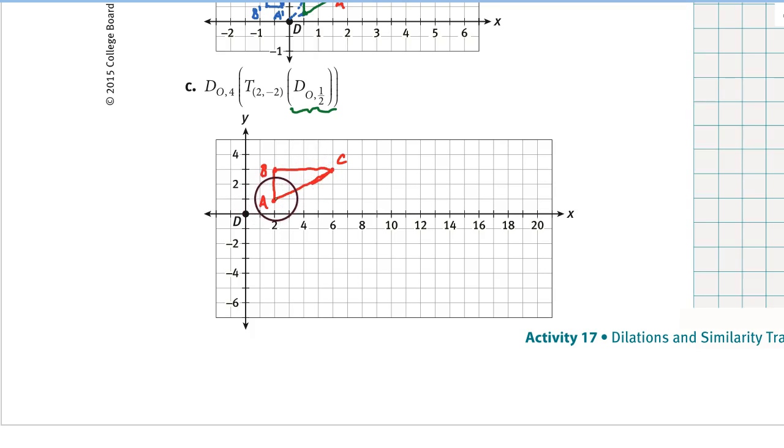So let's say I wanted to find the image of point A. I take the ordered pair for point A, which is 2, 1, and multiply by that scale factor of a half. 2 times a half is 1, and 1 times a half is a half. So the image of point A with that dilation is at 1, a half. Over 1 and then up just a half. There's the green dot for that. I'll pause the video for you to do the same thing with points B and point C.